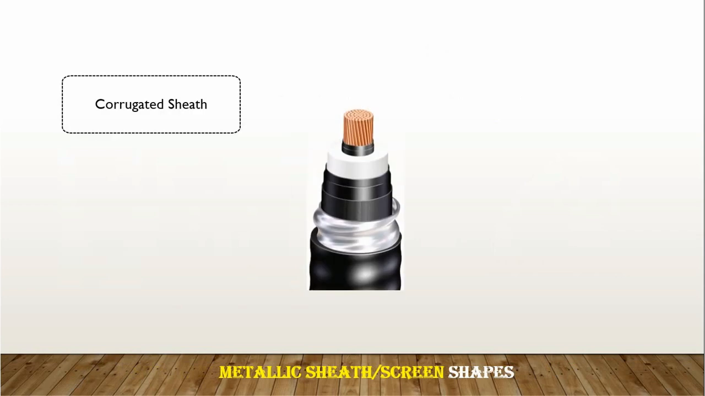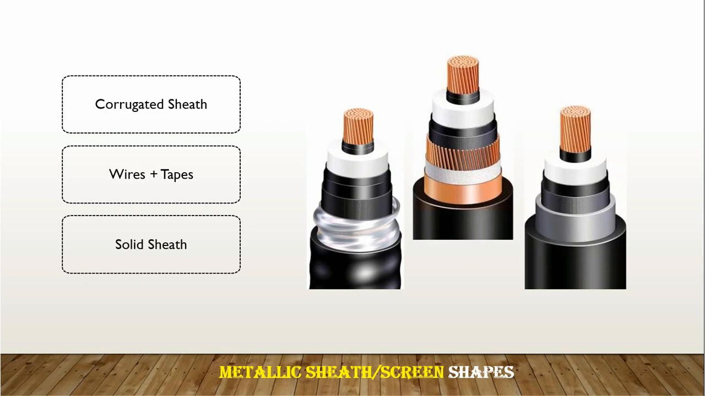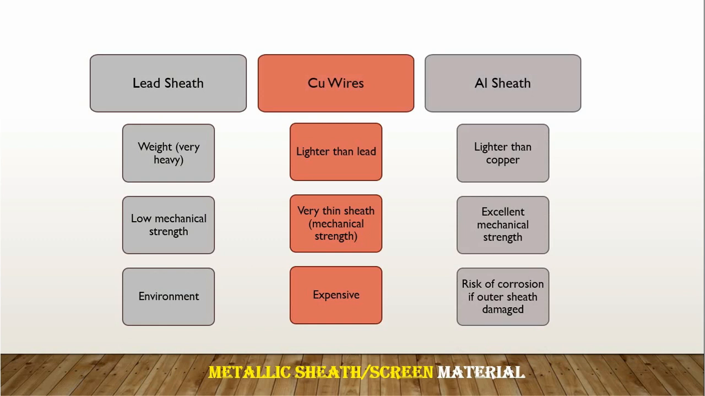Metallic sheaths have different shapes, like the corrugated sheath, wire and tapes, or a solid sheath. Choosing one of them depends on the user selection, and it depends on many factors like the weight, their mechanical strength, their impact on the environment, their cost, and their possibility to corrode. So the selection of which one to go with depends on the user's preferences.